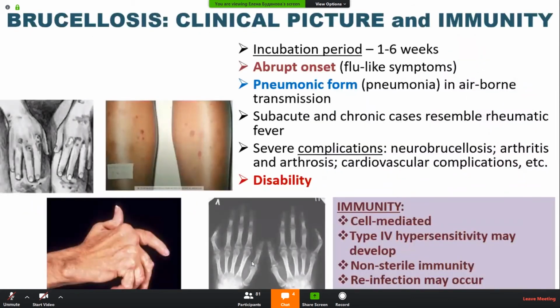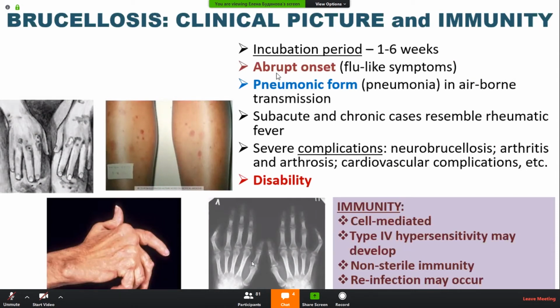Well, the clinical picture involves damage to the locomotor system, and we can observe symptoms of arthritis and arthrosis, and maybe severe damage to the heart with cardiovascular complications. Neurobrucellosis is very dangerous because it can cause symptoms of meningitis and even encephalitis.